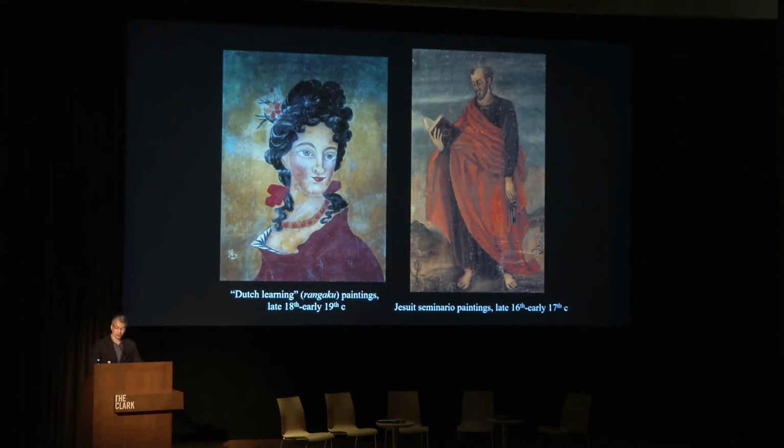Quote-unquote Dutch learning, or rangaku, provided a more long-term foundation for painting in oil-based pigments, primarily because the Dutch East India Company was given exclusive trading rights with Japan by the Tokugawa shogunate.